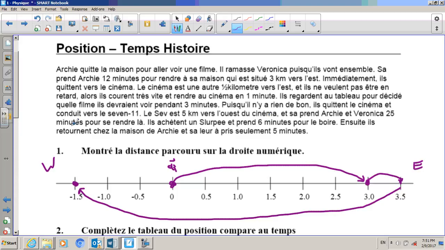Ça leur prend 25 minutes. Great. Ils achètent un Slurpee pour 6 minutes. Ensuite, ils retournent chez la maison de Archie. Alors, il faut qu'on retourne à son maison.